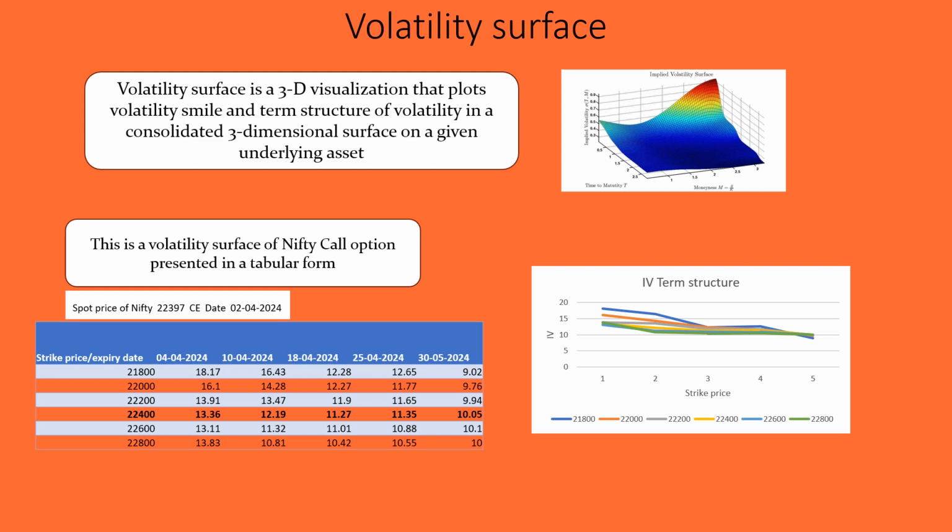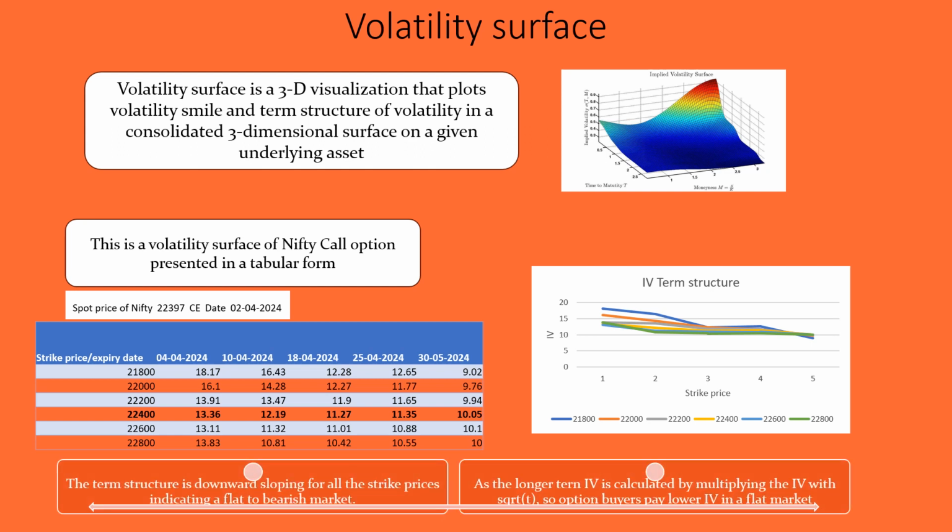The term structure is downward sloping for all strike prices, indicating a flat to bearish market sentiment. As the longer term IV is calculated by multiplying the IV of the shorter period with the square root of T, option buyers pay generally lower IV in case of a flat market. Thus, they keep the premium the same. That is, the option premiums for a specific strike price remain more or less the same over a reasonable term structure. This slide is more of an academic interest, as in real life the two variations are tracked separately.